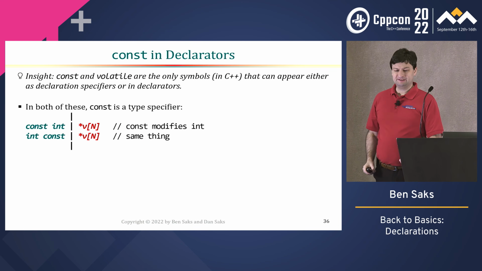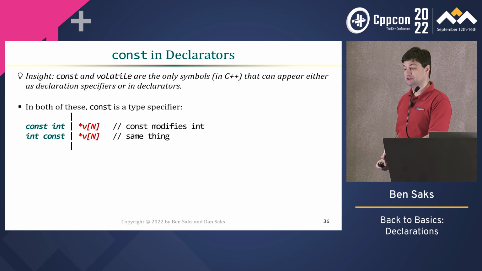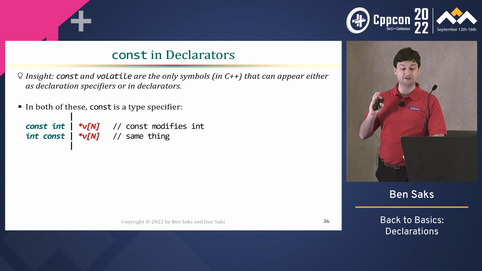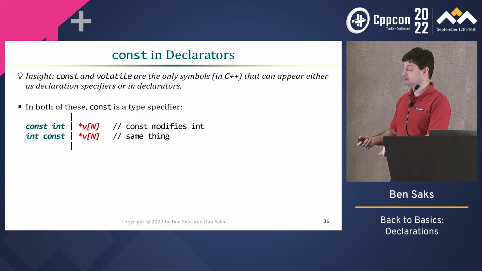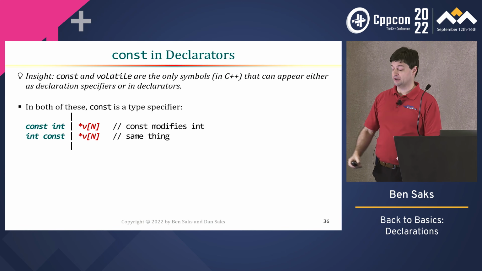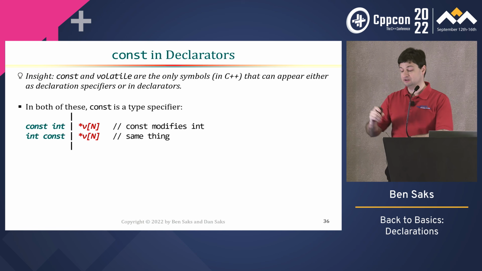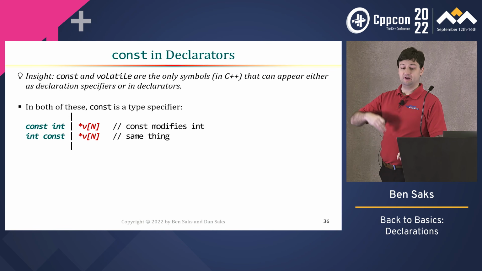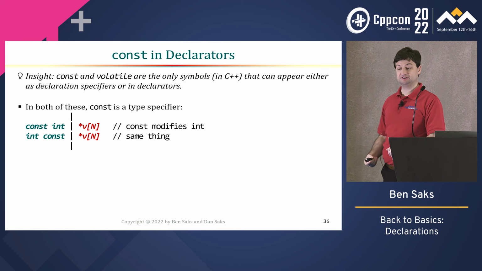Now, const and volatile are sort of unusual in that they're the only symbols in C++ that can appear either as declaration specifiers or as part of the declarator. So there, again, order of declaration specifiers doesn't matter to the compiler. Those two declarations both mean the same thing: array of n pointers to integers that are const.